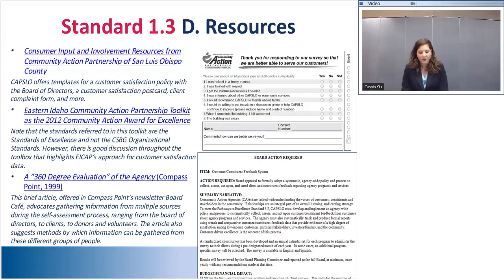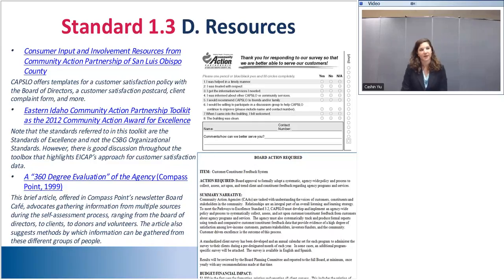There are a couple of resources with this standard that I did want to point out. CAPLAW in California has a wonderful website with TA resources specifically for each category of the standards, and they had a couple templates for this standard specifically regarding customer satisfaction. So there's a screenshot here on the slide of a postcard that they utilized for customer satisfaction.